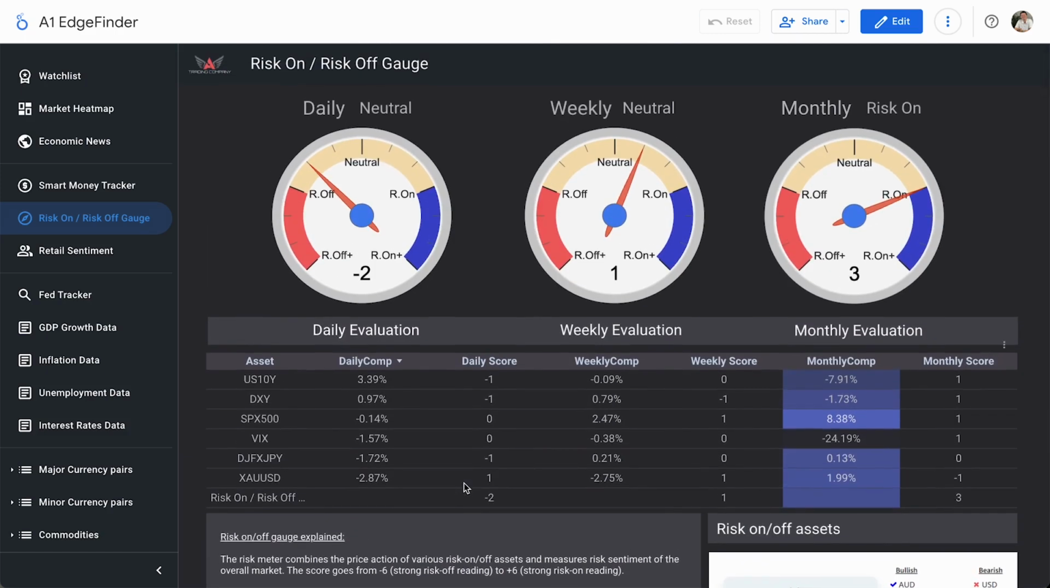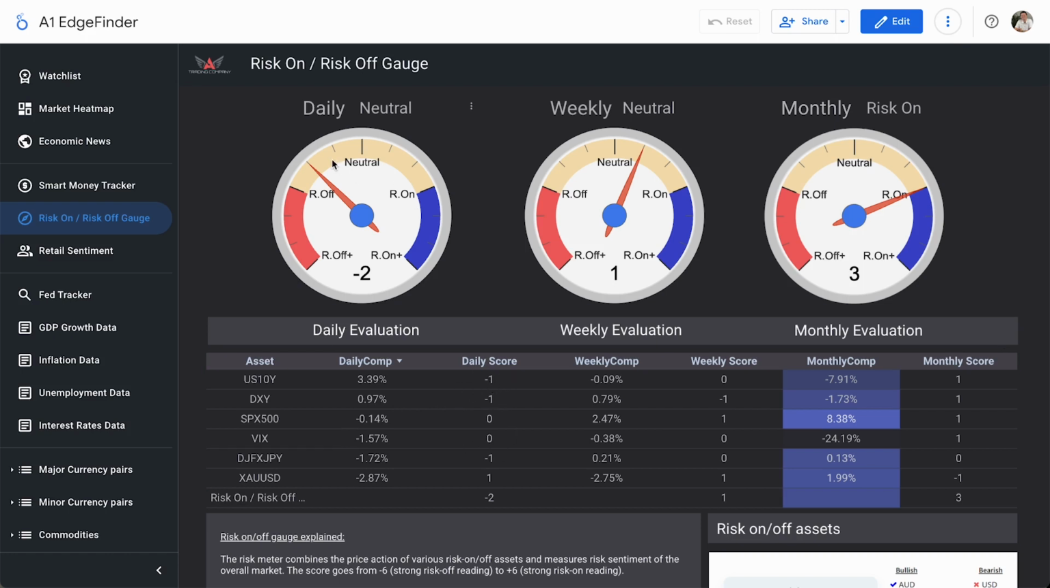So what we're doing is every day, this daily one is tracking each of these assets here. We have things like US 10Y, which is bonds, and we have the DXY, which is the dollar, the S&P 500, gold here, the yen. So all of these different assets, and we are tracking to see how are they performing on the day. Are they up or down on the day? And then it's getting scored.